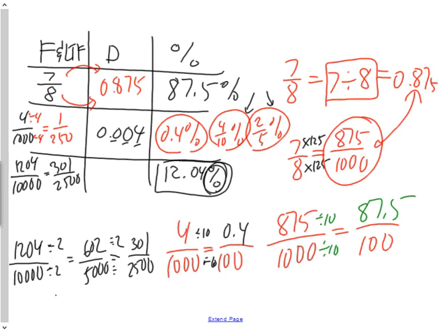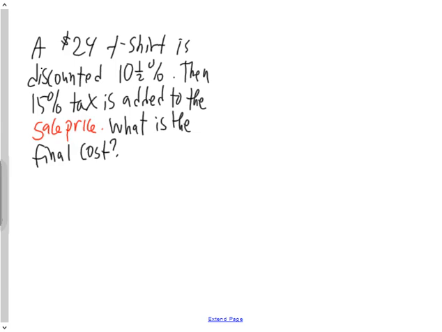301 over 2,500. And finally, when I want to change it to a decimal, I'm going to use my one with a base 10 denominator. It is read as 1,204 ten-thousandths. This is the tenths, the hundredths, the thousandths, the ten-thousandths. So 1,204 ten-thousandths would be 0.1204.